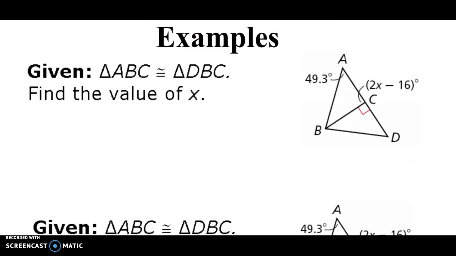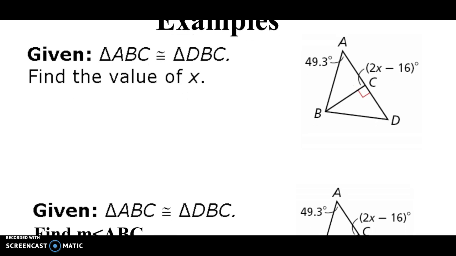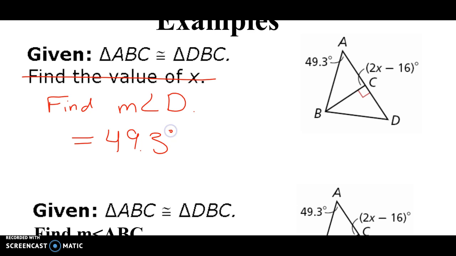We're going to skip that. Find, and I'm going to change the directions here. I want you to find the measure of angle D. That is correct. It would be 49.3 degrees. And how did you know that? Yeah. Congruency statement says A is the same size as D. So if A is 49.3 degrees, they're congruent. Therefore, D is 49.3 degrees.